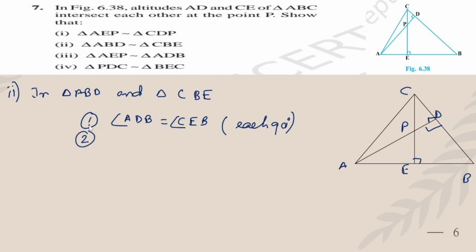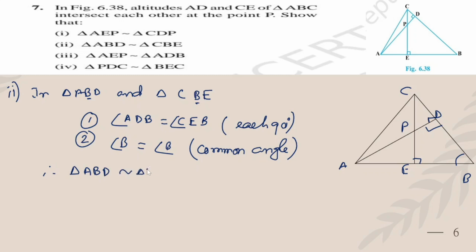Next, condition number 2. In triangle ABD, see here, angle B and angle B are equal. This angle is common to both triangles. So angle B equals angle B, common angle. Therefore triangle ABD is similar to triangle CBE. Okay, by which condition? By AA rule. Got it? Next question.